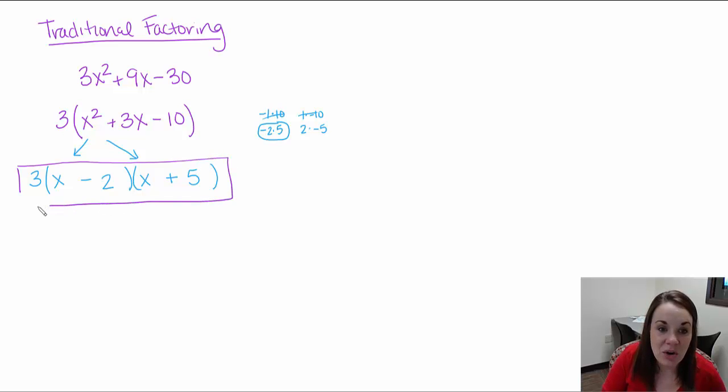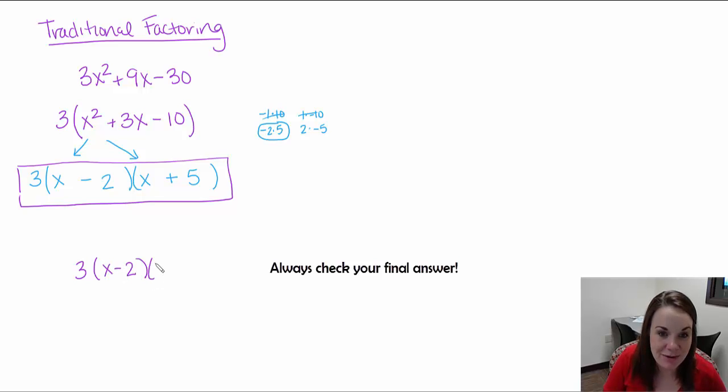Now, it's always a good rule of thumb to make sure your final answer actually works and gives you back your original expression. So what I can do is I can FOIL this out. Remember, we learned about foiling. And I can then see if that's going to give me my original. So when I do that, I get x squared plus 5x minus 2x minus 10. I combine those middle terms, and that gives me x squared plus 3x. We're looking like we're in good shape.